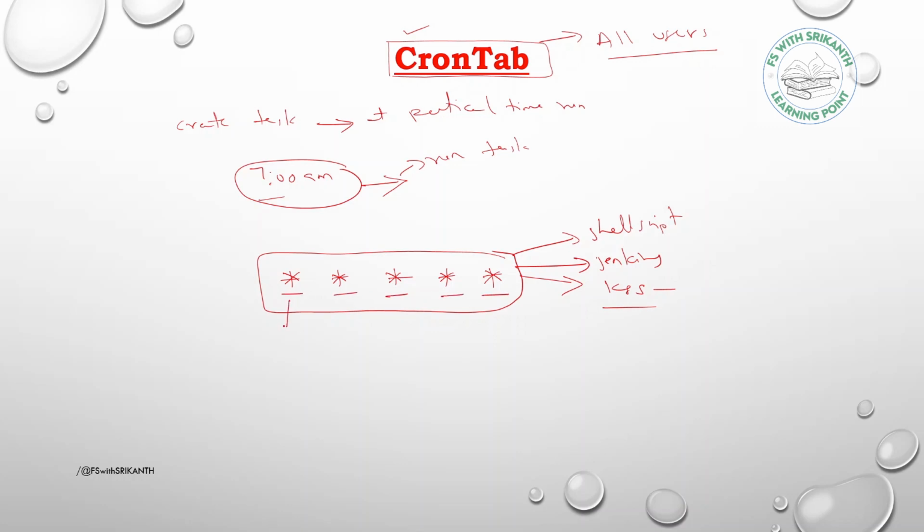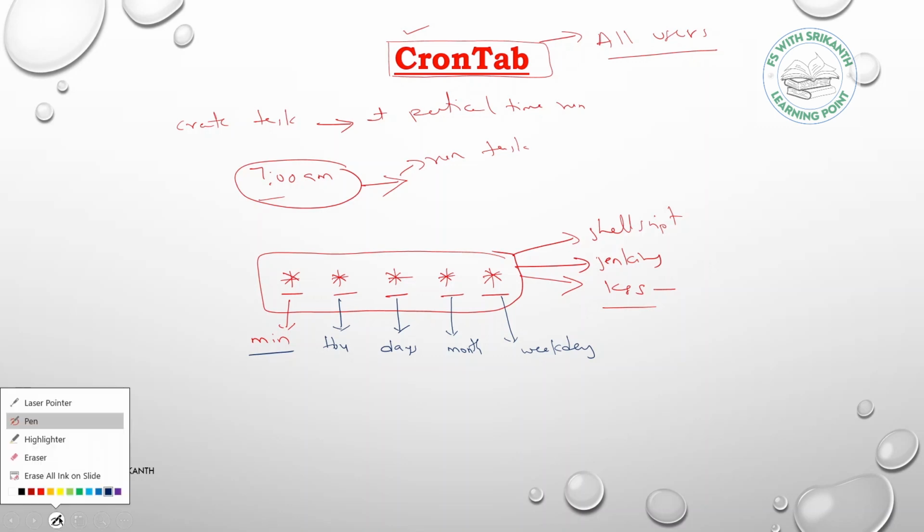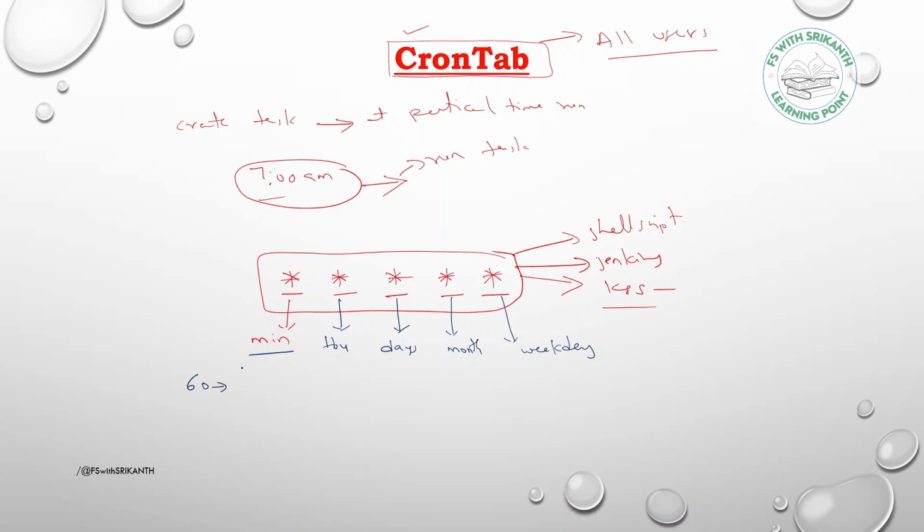The first star indicates minutes. The second one is for hours. The third one is days, the fourth one months, and the fifth one is weekdays. So for the first one, how many minutes? Generally 60 minutes are there, so in the star place you can use 0 to 59.